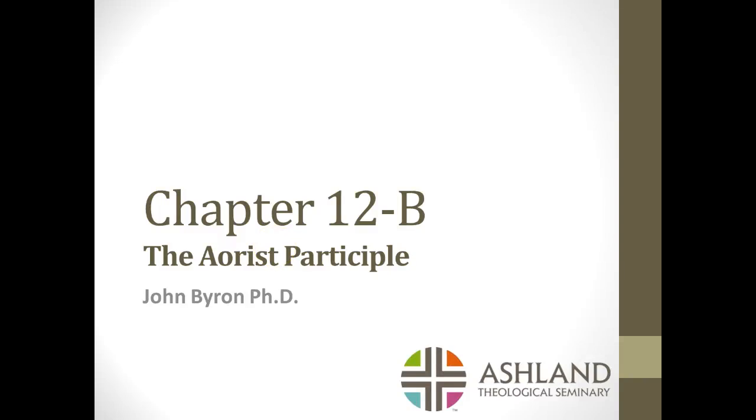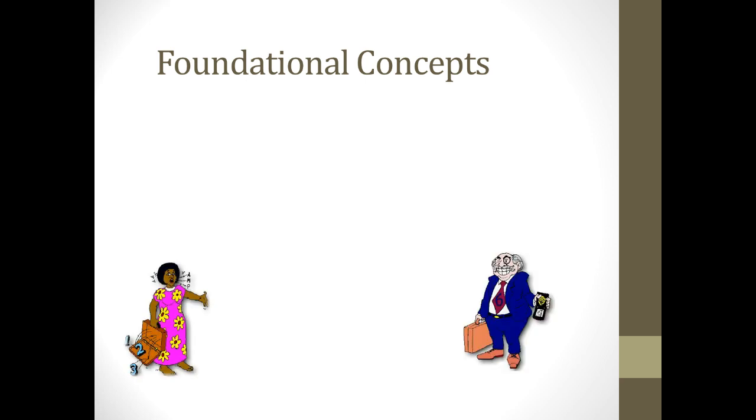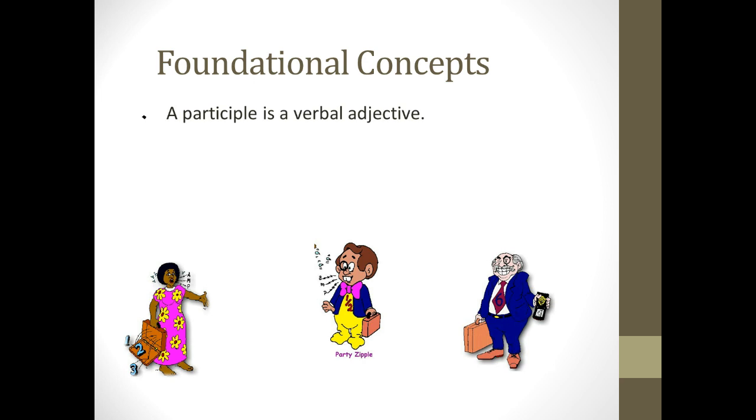Hello, welcome to Chapter 12B, where we will cover the aorist participle. Just as a brief review from last time, just to remind you that a participle is the joining together of a verb and an adjective, which together then produce what we refer to as a participle. And that's because a participle is a verbal adjective, and it can either modify a noun or a verb.